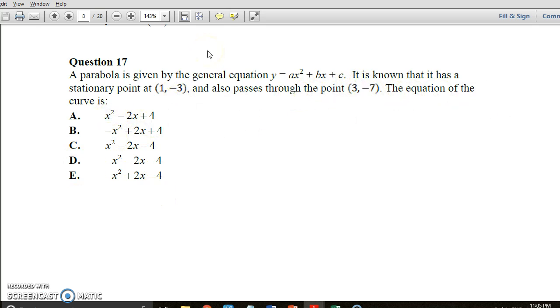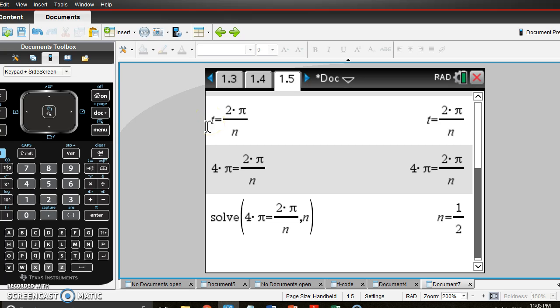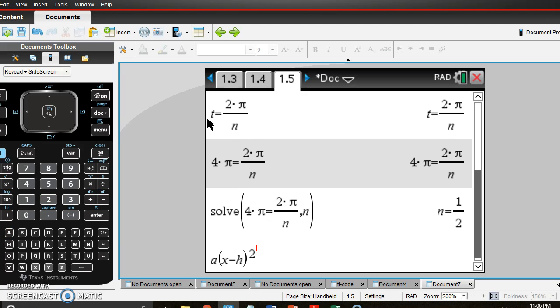Okay, so I'm given this information and I'm given this information. So let's see, what are we going to do? A, B, and C. Okay, so stationary point there, that tells us we've got a turning point. So I'm going to write this in turning point form. I know for a parabola, turning point form is a(x minus h) all squared plus k.